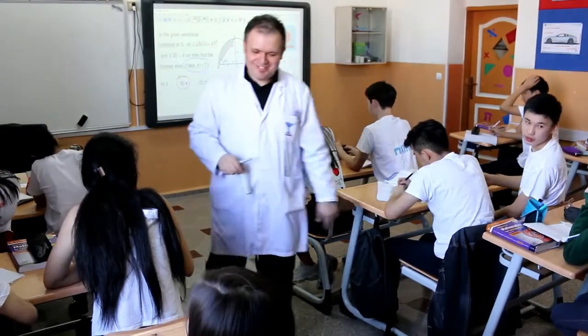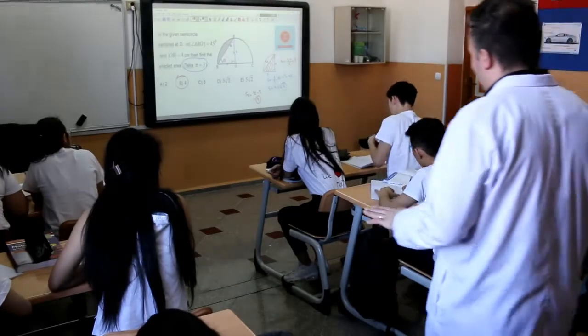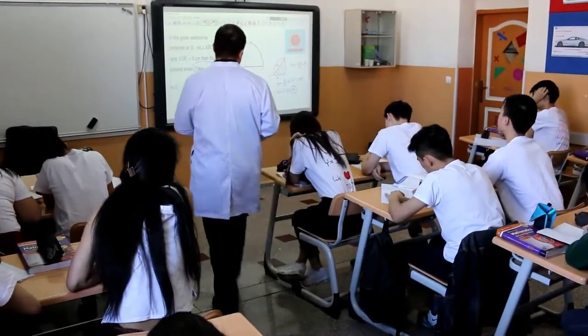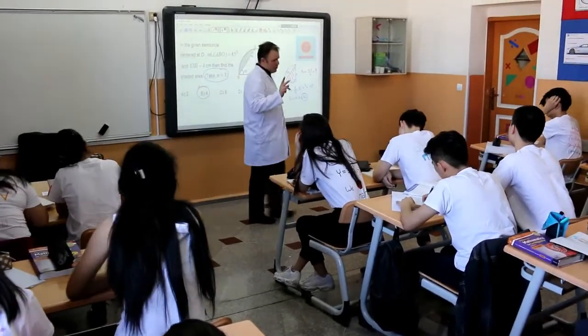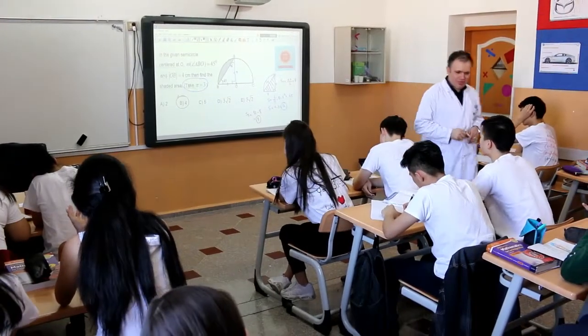Almost finished. Understood? Is it easy? No. You have to see this right triangle and the quarter circle. If not, you can't find how to solve this.